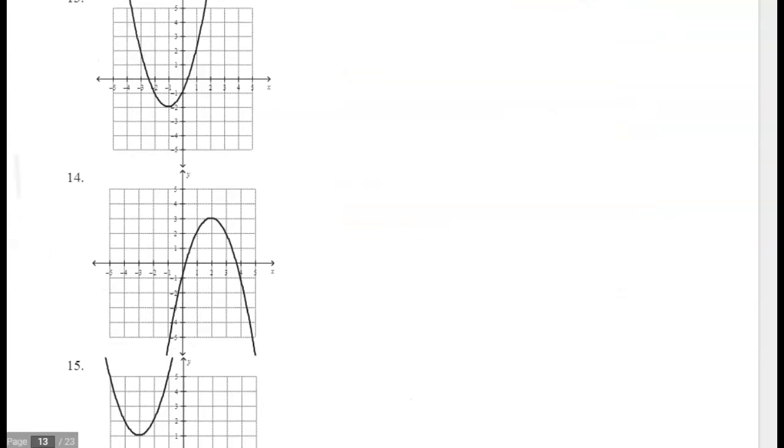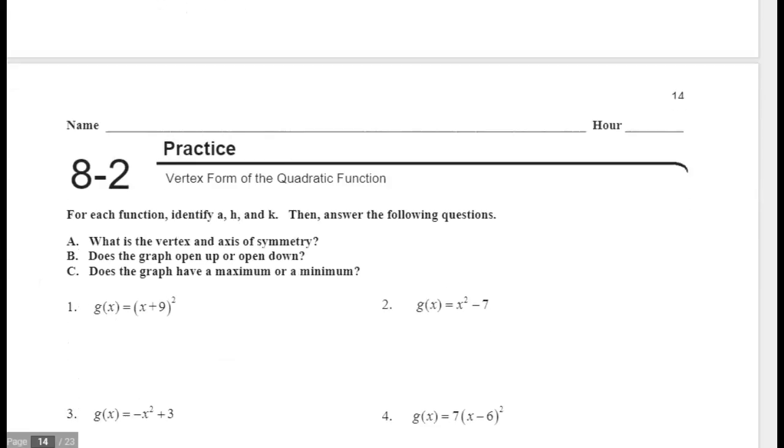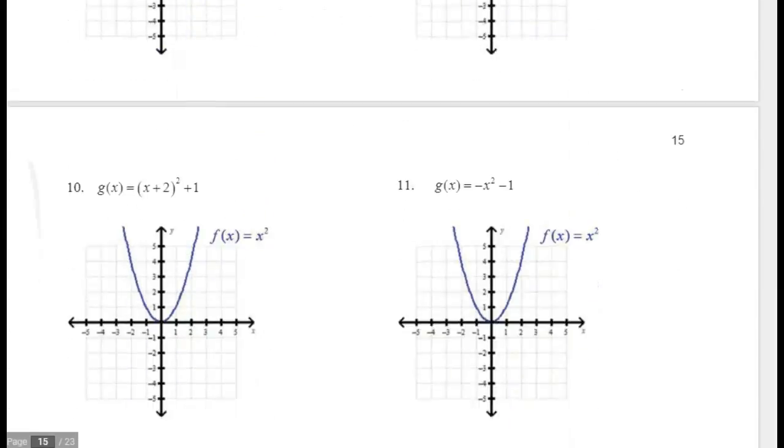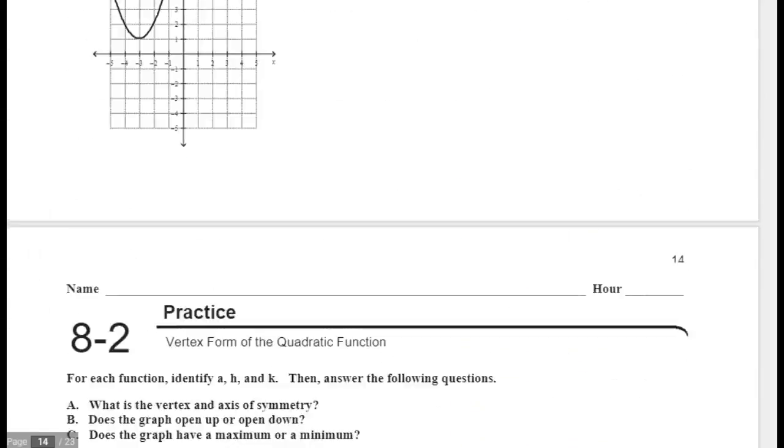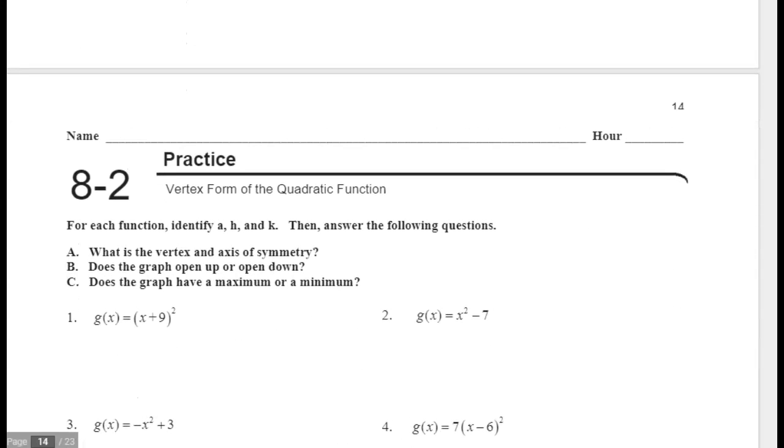This stuff here is for Friday. So your assignment is 1 through 13. Use Desmos to check some of them, but I think once you get into a pattern, you're going to be good to go. Just be careful of the negatives inside the parentheses, and remember that flips everything if it's only inside the parentheses.